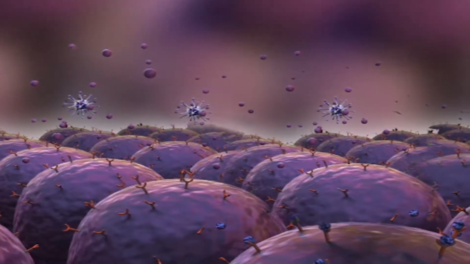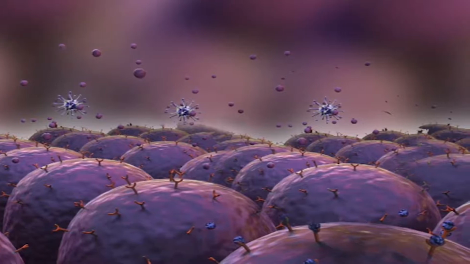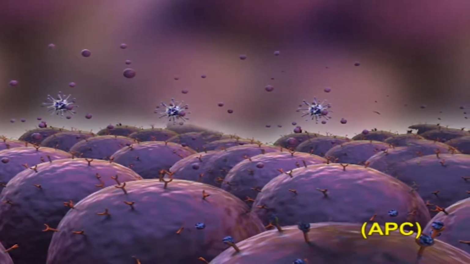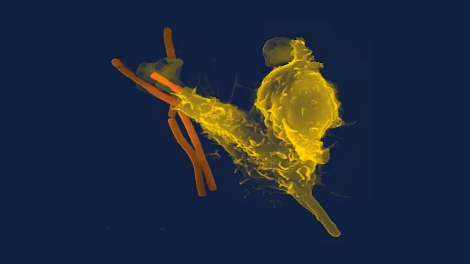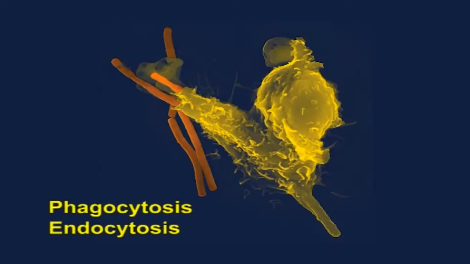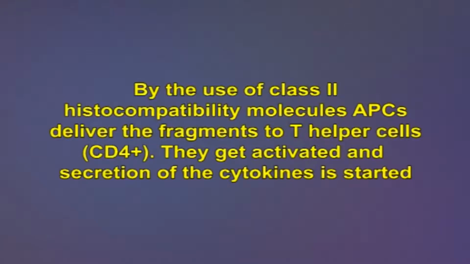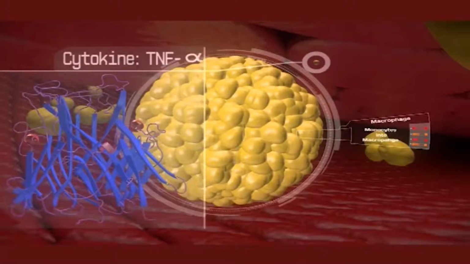The fragments are processed by taking the exogenous antigens into the antigen presenting cells, or APCs. This process is done by phagocytosis or endocytosis. By the use of class II histocompatibility molecules, APCs deliver the fragments to T helper cells, that is CD4 plus cells. They get activated and secretion of the cytokines is started. Cytokines have the ability to activate antibody secreting B cells, cytotoxic T lymphocytes or CTLs, macrophages, etc.